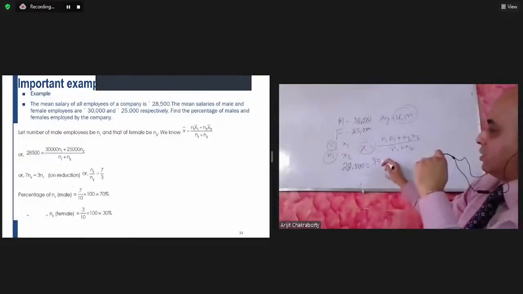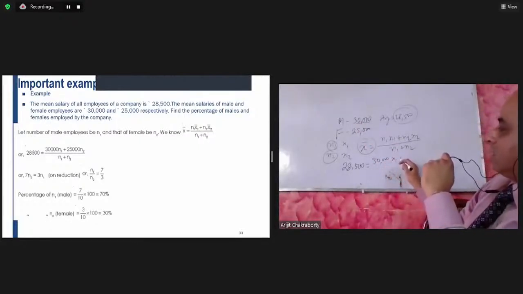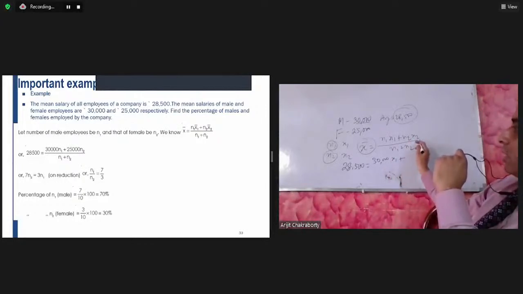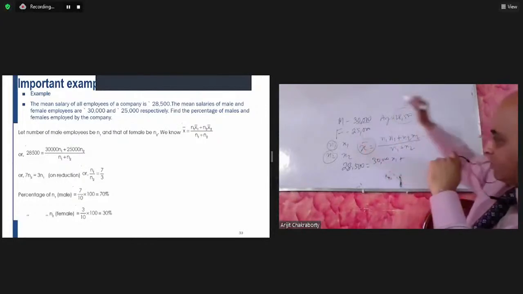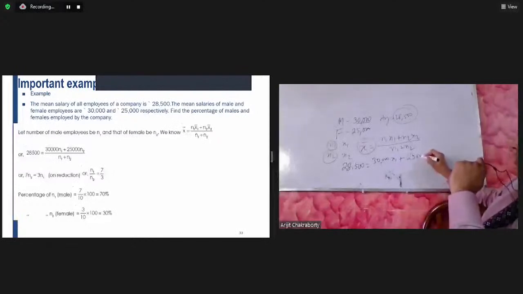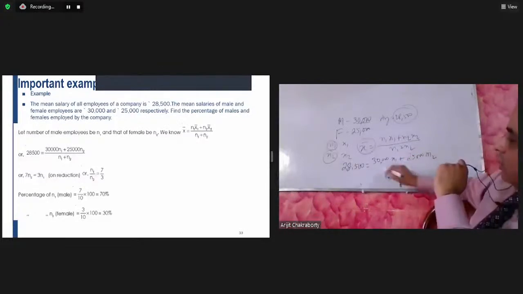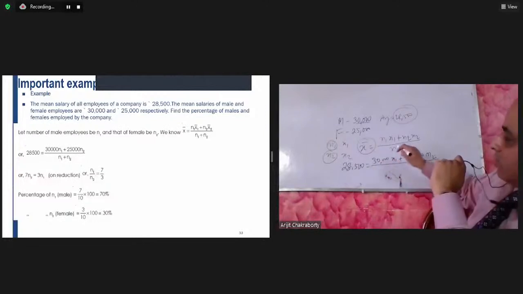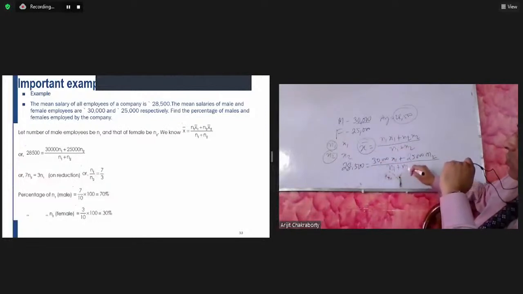So I can write 30,000 into N1 plus N2 into X2. N2 we don't know, but X2 is 25,000. So I can write 25,000 into N2, sorry, this is N1 and N2, divided by the denominator, N1 plus N2.